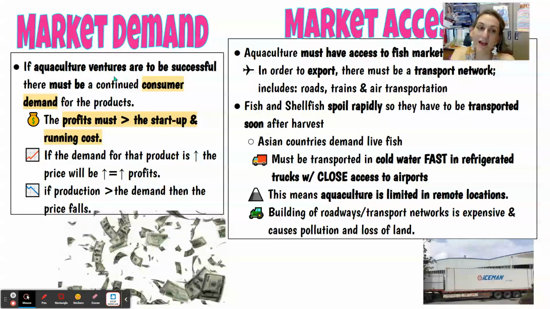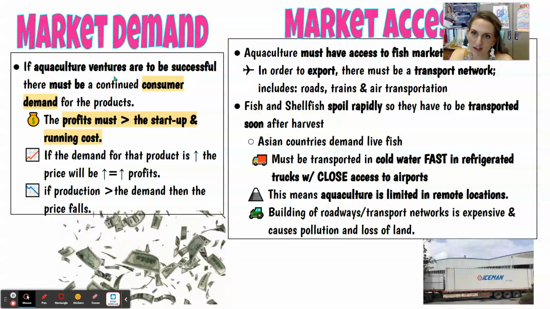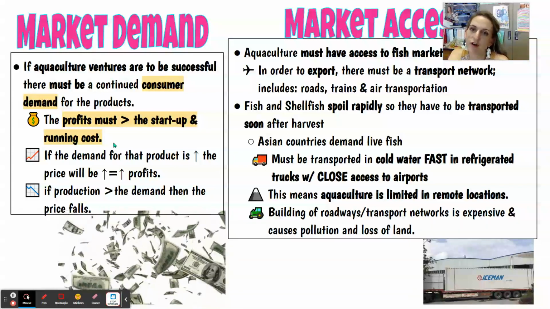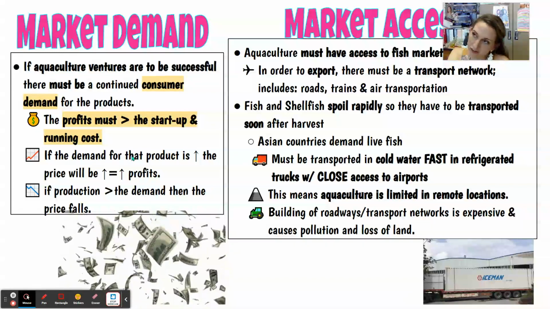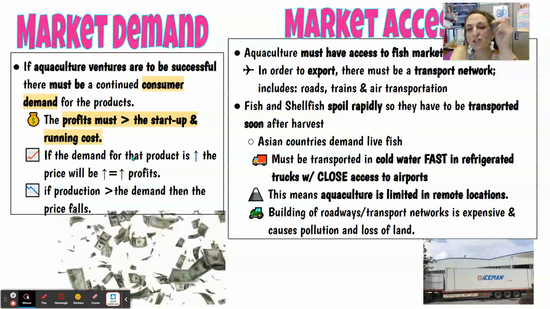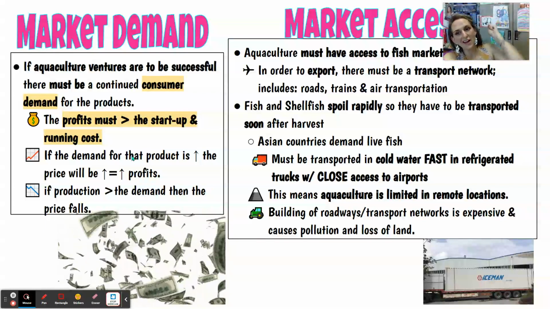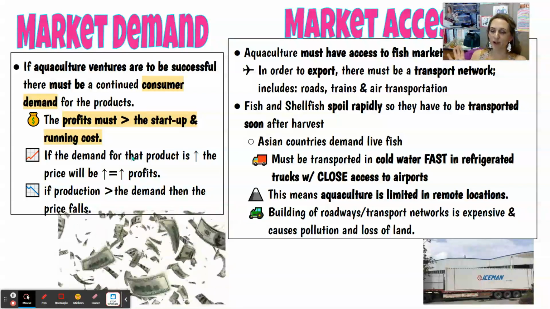Market demand. There has to be desire. So if your market doesn't want it, then you're wasting your money even doing it. The profits have to be greater than the startup cost. If demand for the product is high, you can increase the price, obviously, and the profits will be high. If the demand is not as great, but your production keeps going up, then your price will have to fall.